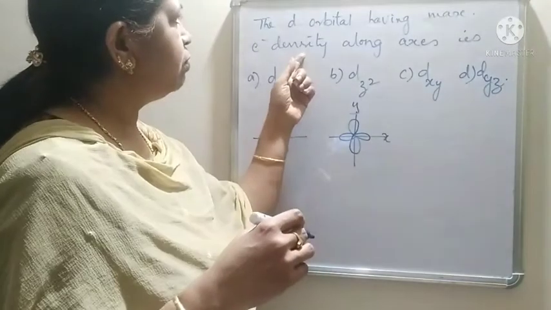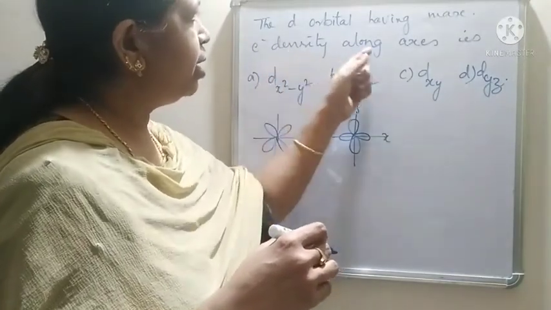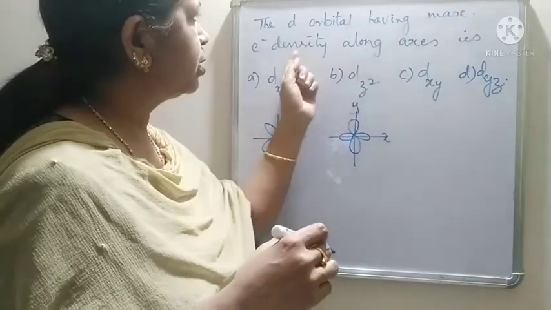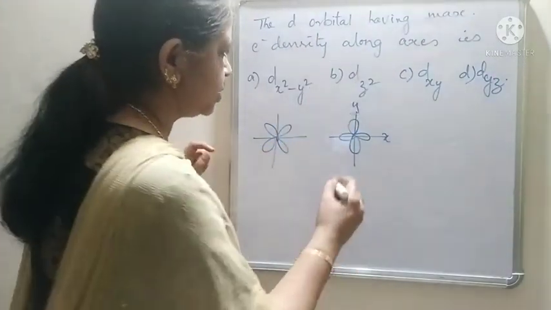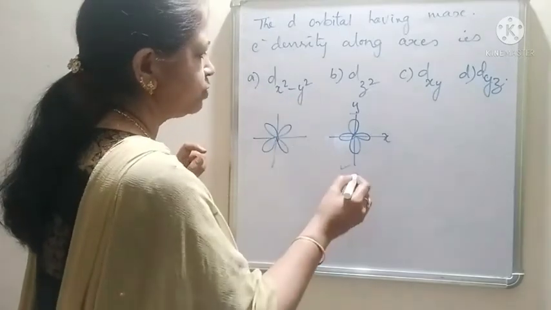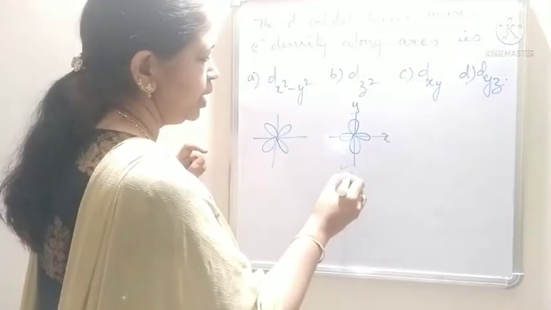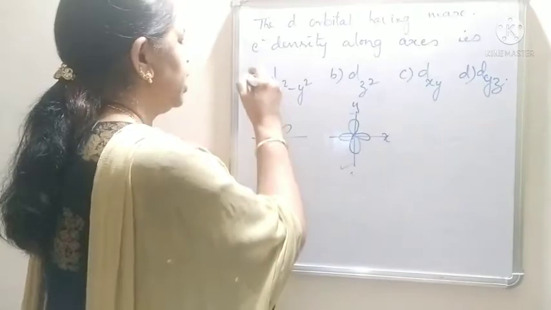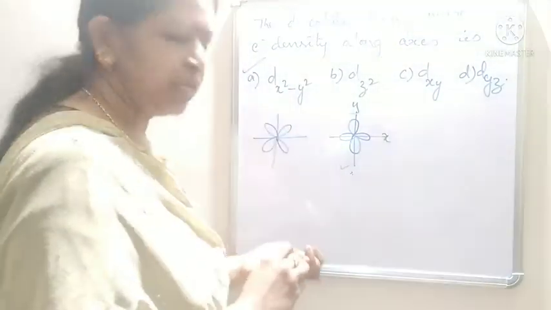So, in the question, the maximum electron density along the axis is for the dx square minus y square orbital. This is the dx square minus y square. So, the answer is A for this question.